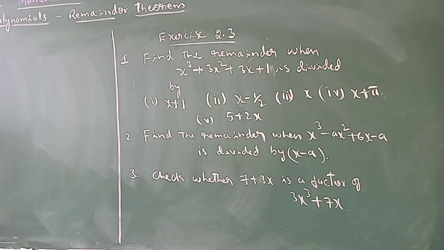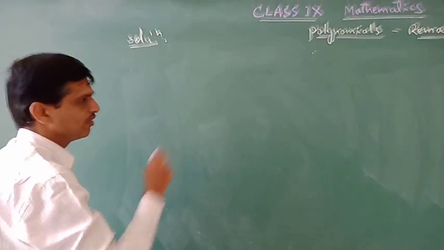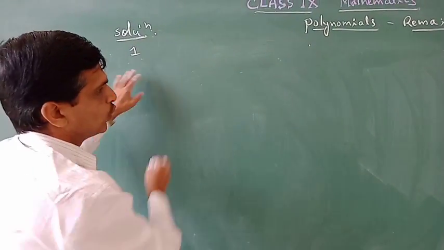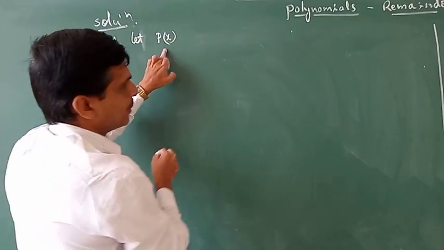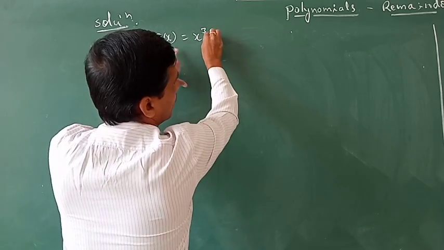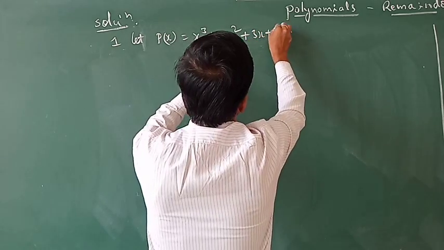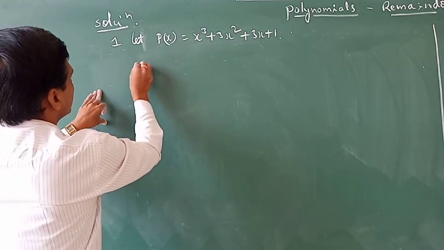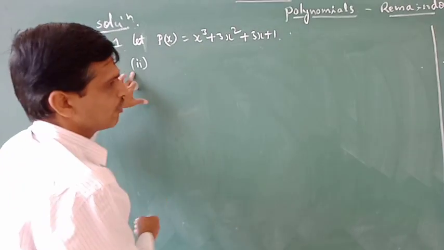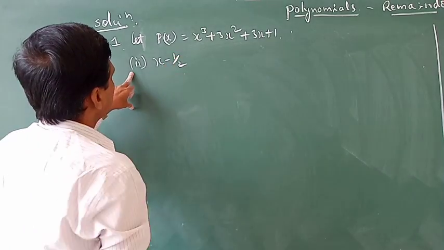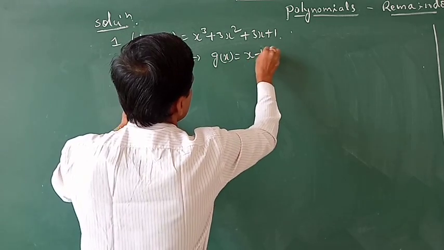For the solution, I would like to take any two of the first main. In the first main, let p of x be equal to x cube plus 3x square plus 3x plus 1. Okay, and take the second one immediately, because the first one is easy compared to the previous example. You can do it. Second one, I want to take x minus 1 by 2. Now consider this as g of x is equal to x minus 1 by 2.